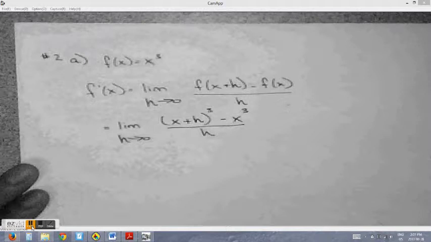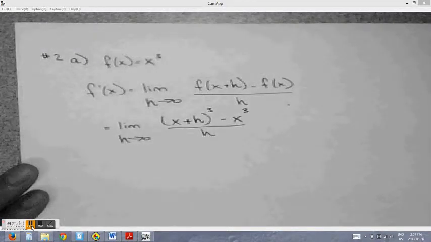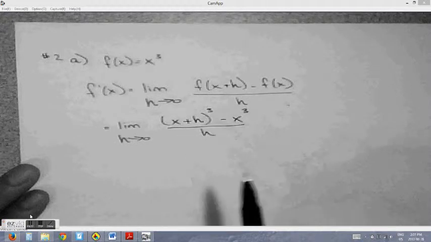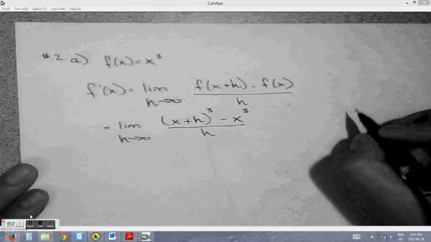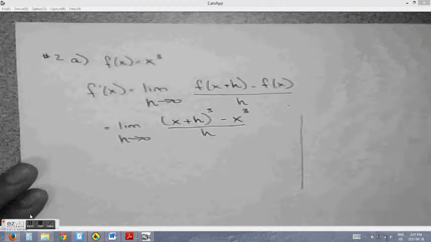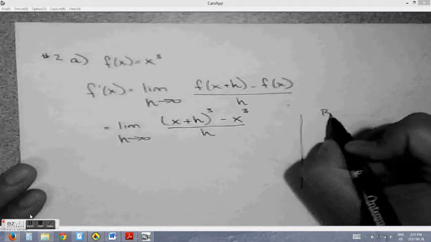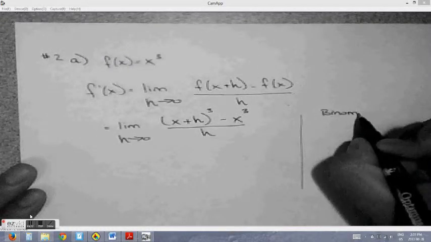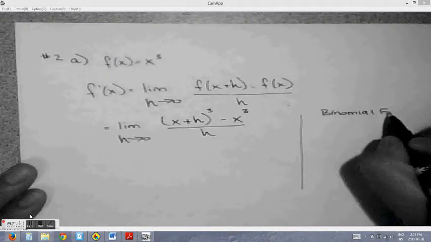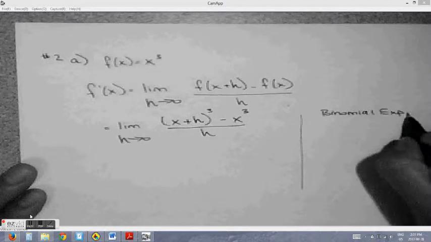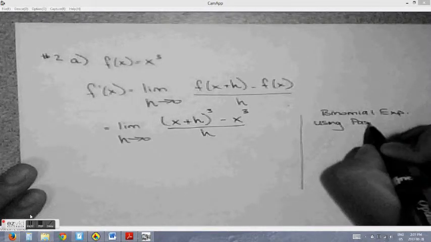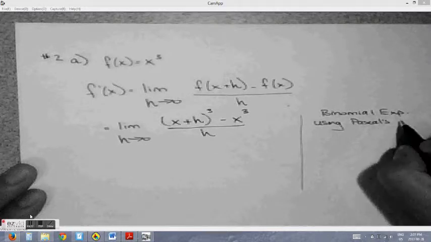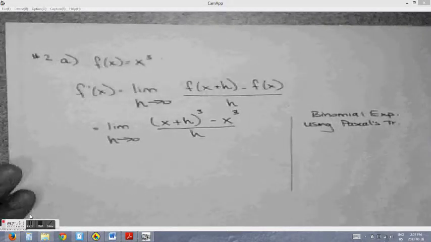Okay, so let's expand the binomial. The first term there is x plus h cubed, and we're going to expand that. Now thinking back to functions, how did we do that? Let's do a little side note over here. We use binomial expansion, using Pascal's triangle. I know it's been a long time, but hopefully it hasn't been that long.